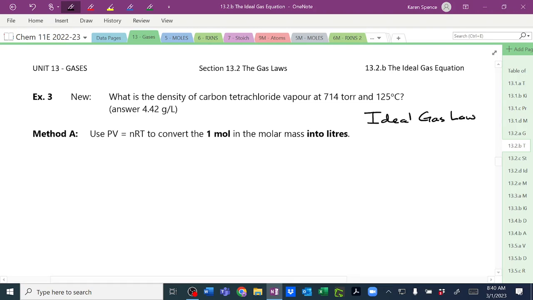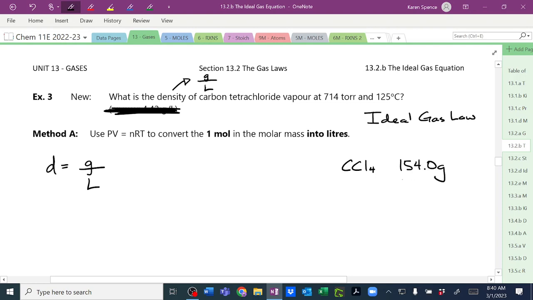So we want to find density. Again, I'm going to scratch that out so we don't see it. We know that density is mass over volume, so grams over liters. We have carbon tetrachloride, CCl4, and we just found its molar mass in the previous one, so it is 154.0 grams per mole, and we want the grams per liter.